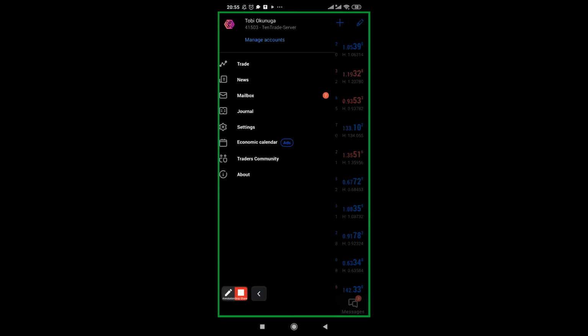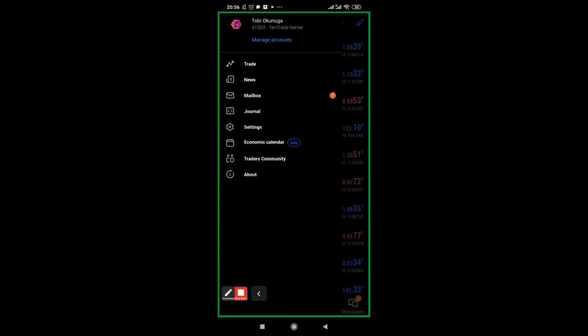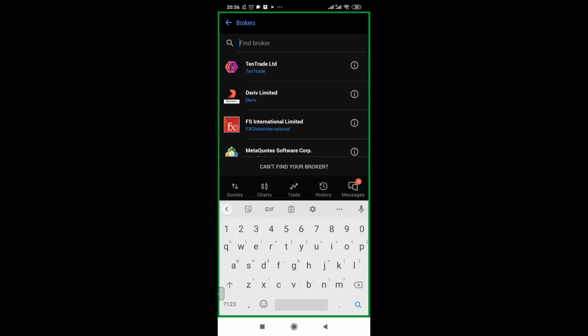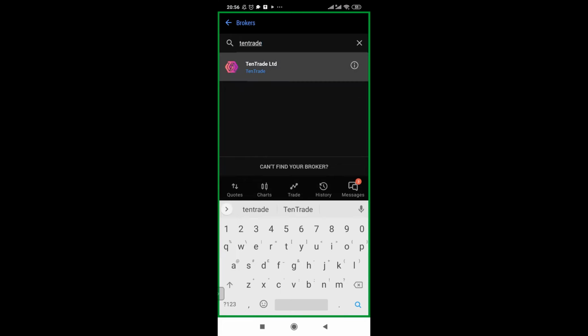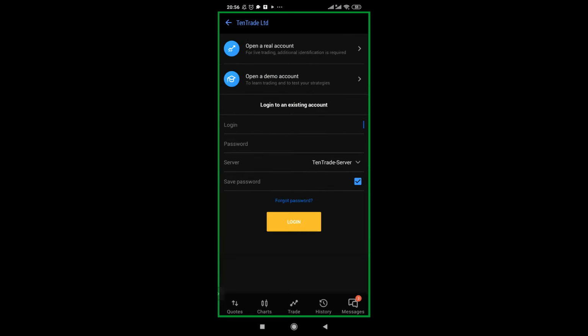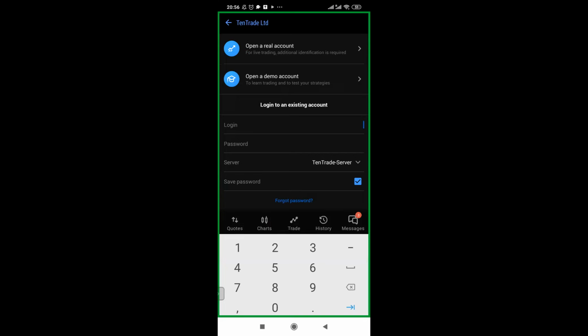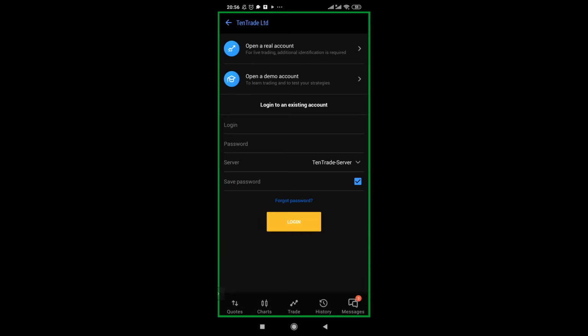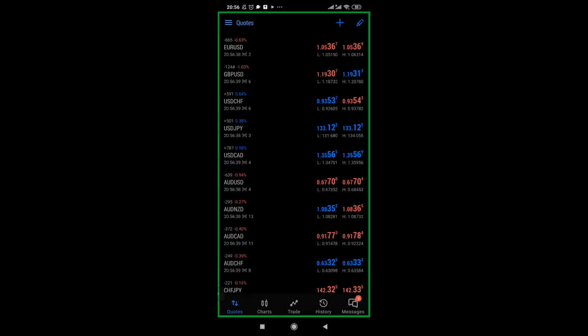Once you do that, it will bring out manage account. So click on that and then click on the plus sign, all right? And then on find broker, search for 10 trade. Once you do that, you see 10 trade there. You click on 10 trade. And then 10 trade will give you your login ID. So you put in your ID and then you put in your password. Once you do that, you click on login and then you are done. It's as simple as that, guys.